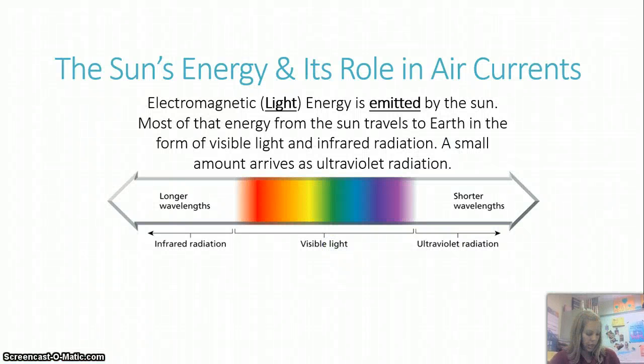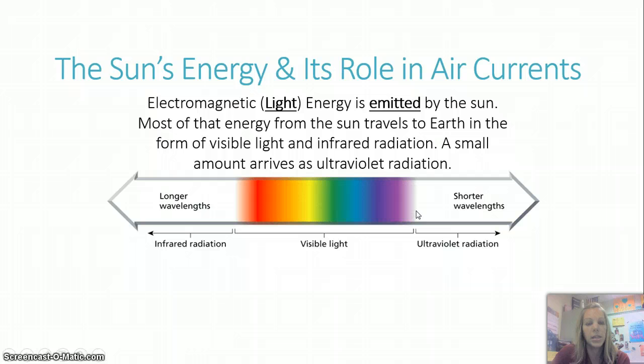Alright, so the sun's energy and its role in air currents. It all starts from the sun giving off, or emitting, electromagnetic energy. In simpler terms, light energy. And light, as a simple term, has different light waves. Some have a longer wavelength, which we'll be talking about later on in the year, and some have a shorter wavelength. So when we're talking about what kind of light comes from our sun, most of it is in visible light form, which is the colored part of the spectrum that you see right here.